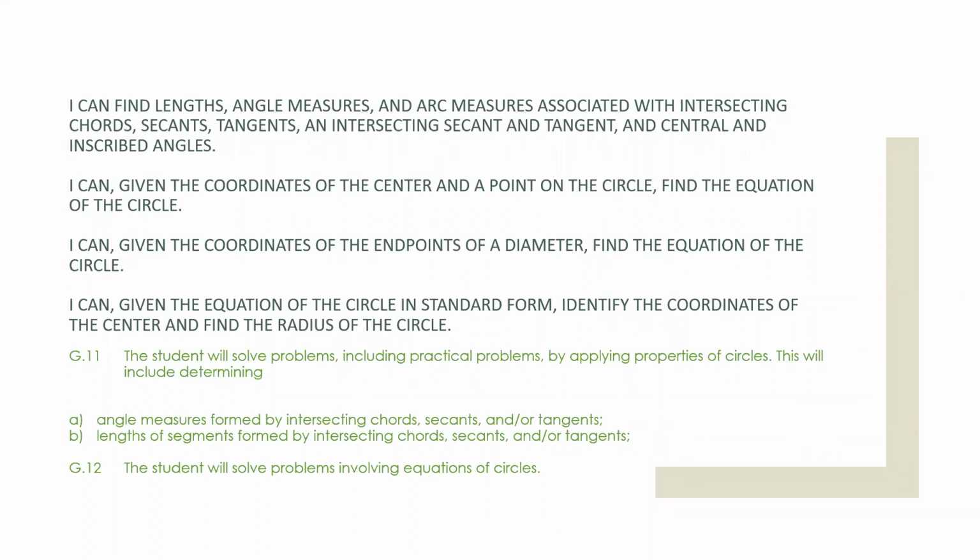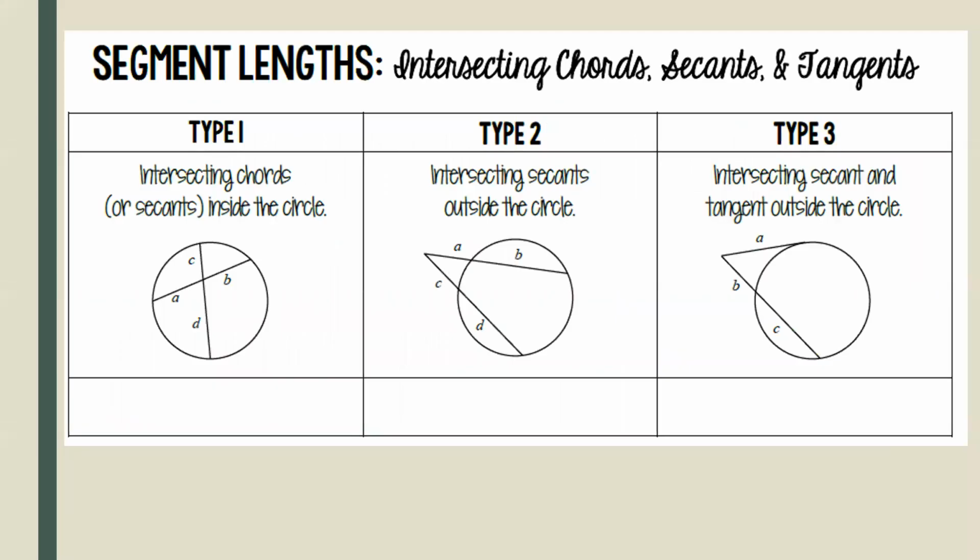We are going to be covering the last formulas that we need for circles. And those formulas mostly have to do with lengths of segments. So there's three different ways that you might see circles and their segments. The first way is maybe your chords are intersecting inside the circle.